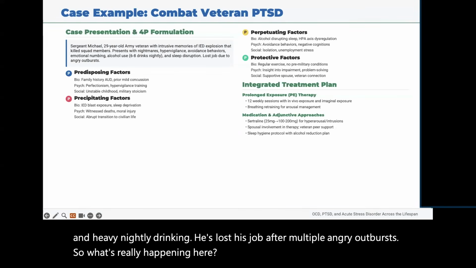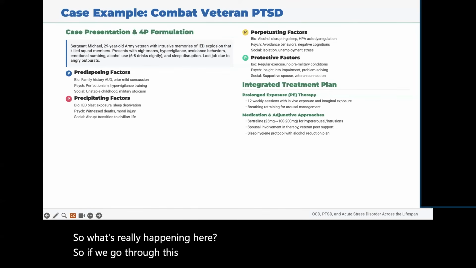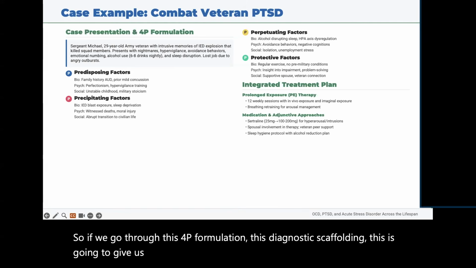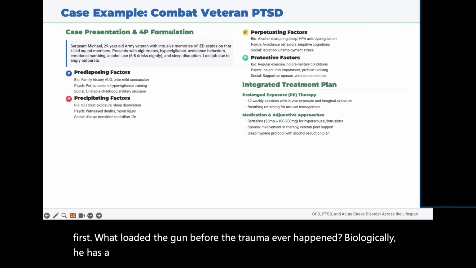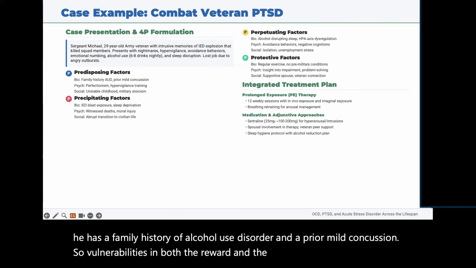So if we go through this 4P formulation, this diagnostic scaffolding, this is going to give us a picture. So let's look here at his predisposing factors. First, what loaded the gun before the trauma ever happened? Biologically, he has a family history of alcohol use disorder and a prior mild concussion. So vulnerabilities in both the reward and the arousal system.